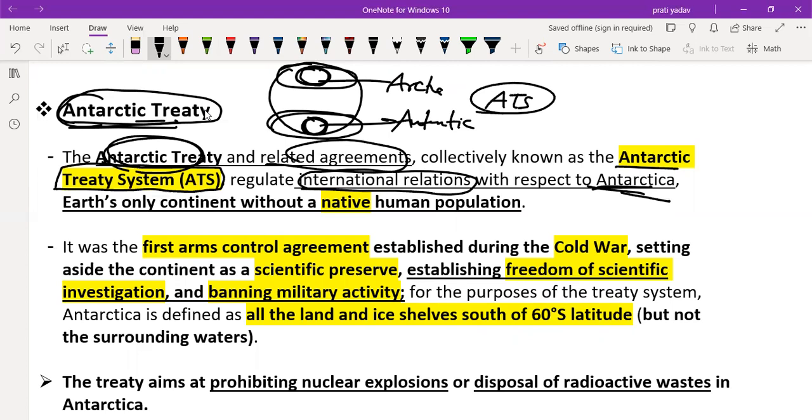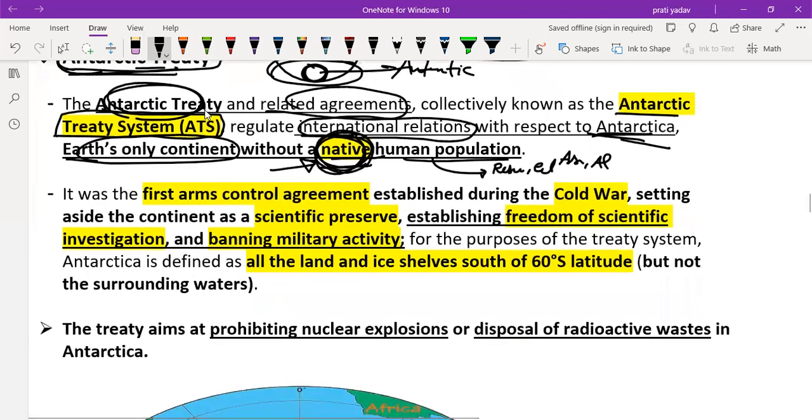Antarctica is Earth's only continent without any native human population. There are humans living there, let's say human beings going for research purposes, for educational purposes in Antarctica from the continents of Asia and Africa. But no native people are found in Antarctica. So remember, very, very important.